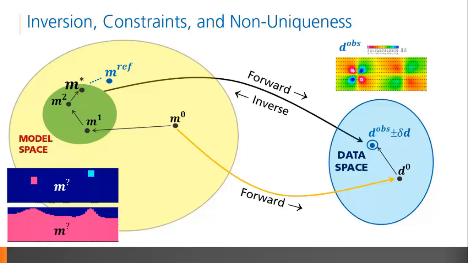We don't have to be entirely confident in the reference model. We can provide a rough idea and let the inversion proceed step by step to find a model within this smaller space that is as close to the reference model as possible and still produce a result that agrees with our observed data.